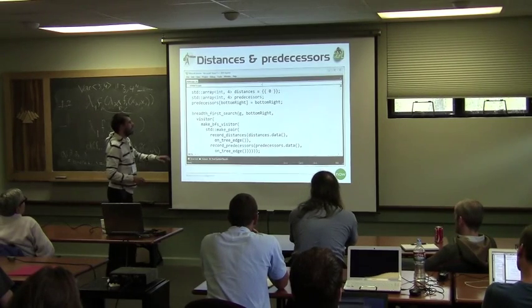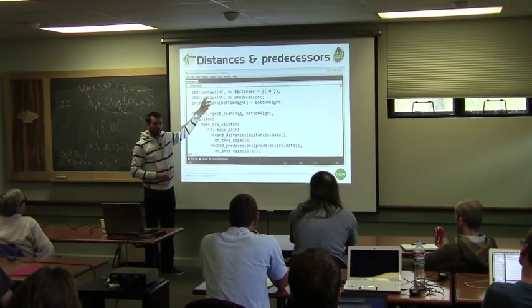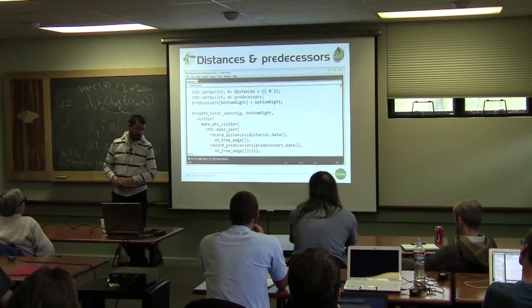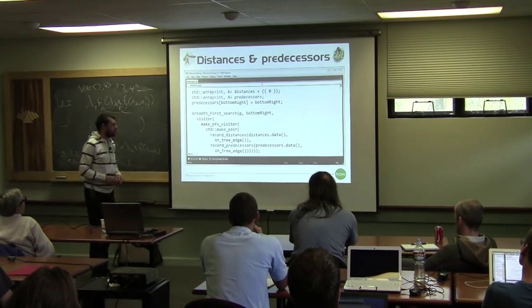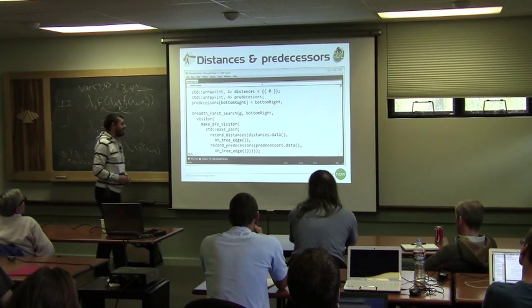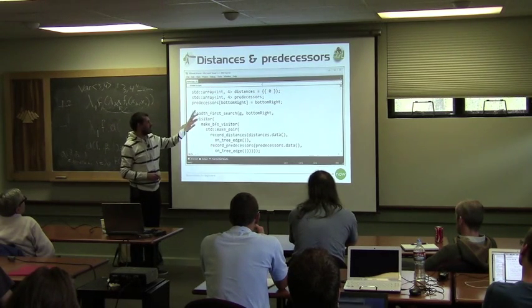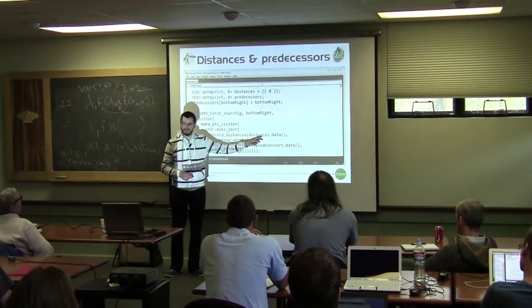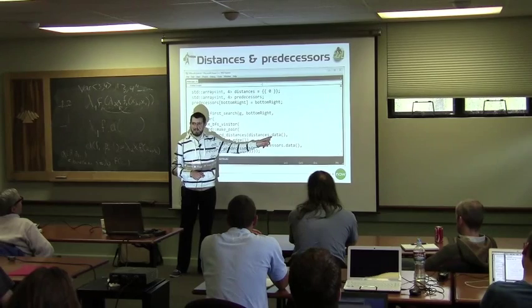Okay, the question is why I use here an array and not something else like a back inserter to record the distances and the predecessors. If you look at the code, I'm not even passing the array itself. I'm passing a pointer to the array.